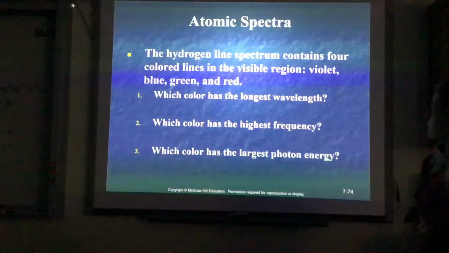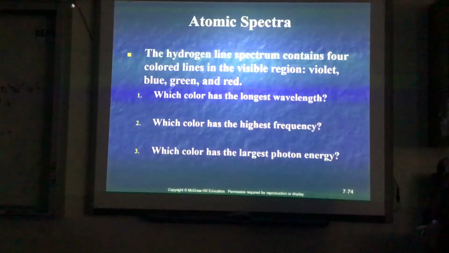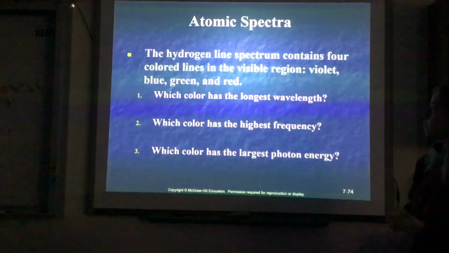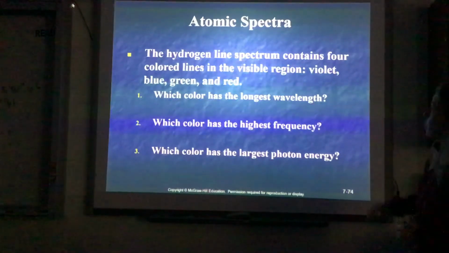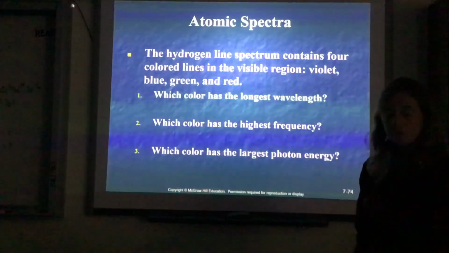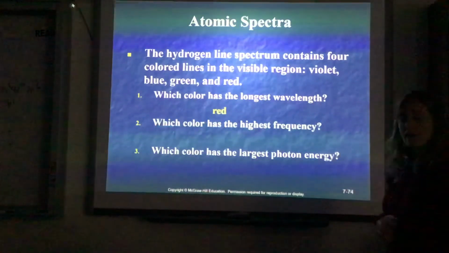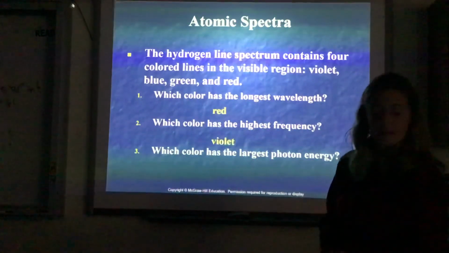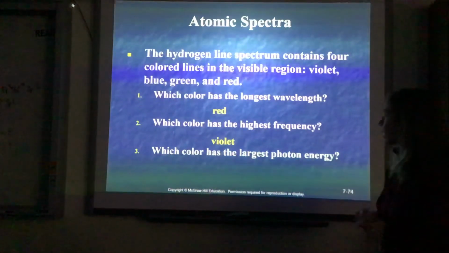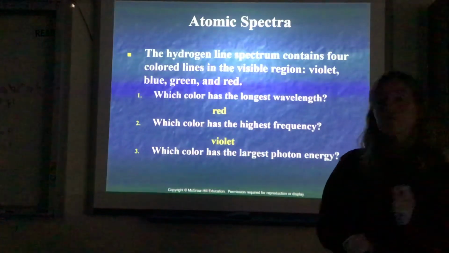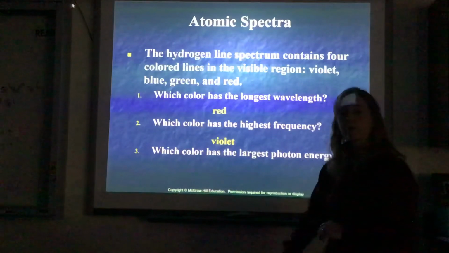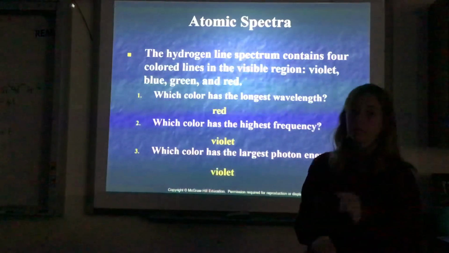Now, the hydrogen line spectrum contains 4 colored lines in the visible region: violet, blue, green, and red. Okay? Which color has the longest wavelength? Well, you should already know that by now, that red has the longest. Which color has the highest frequency? You should also know that. It's violet. And then which color has the largest amount of energy? Well, remember, these two are directly related, so once again, it's going to be violet.